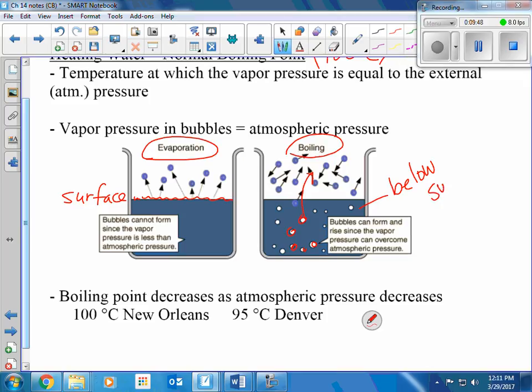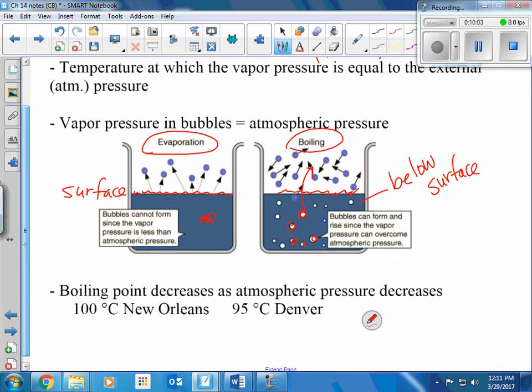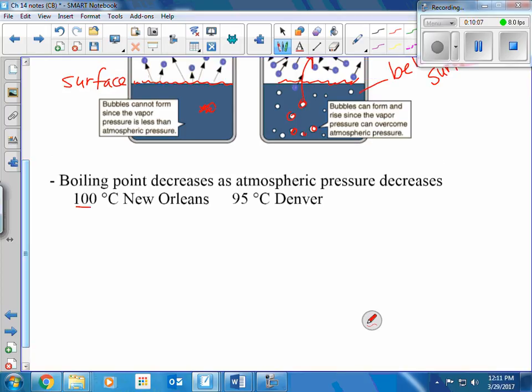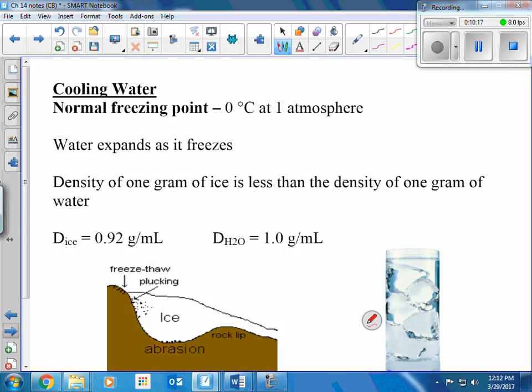Now, am I still having evaporation at the surface? For sure. So for this one, I could say that I have evaporation at the surface, I have boiling below, but this one over here, I can only say that I have evaporation at the surface. And we've talked about how we can decrease that boiling point as we go up in elevation. And here's the example that I have here. We talked about how in the vacuum chamber I removed all of that pressure and I was able to get it to boil. So cooling water, you guys can read that.